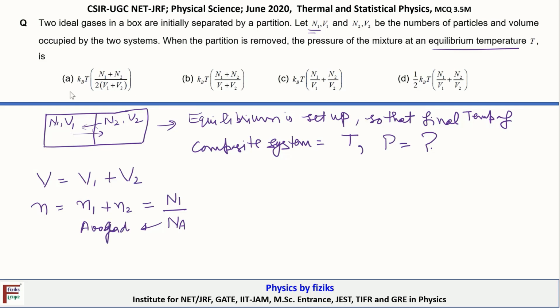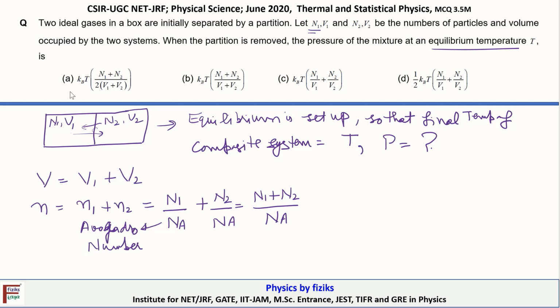Avogadro number. Okay, and then plus the number of moles of system 2, which is the number of molecules present in that system, divided by again Avogadro number. Okay, and this can be rewritten as N1 plus N2 divided by Avogadro number. So this number will give us the total number of moles in the composite system.